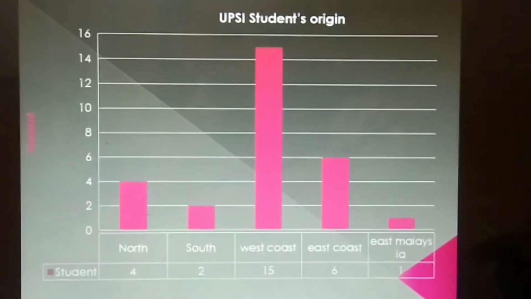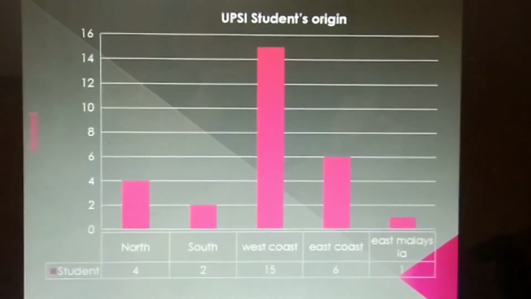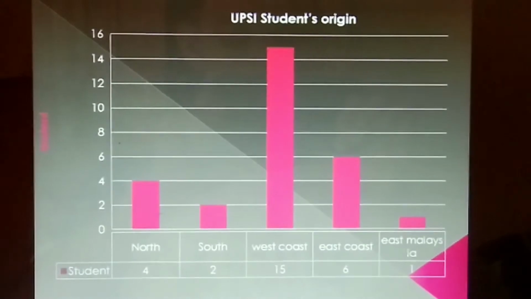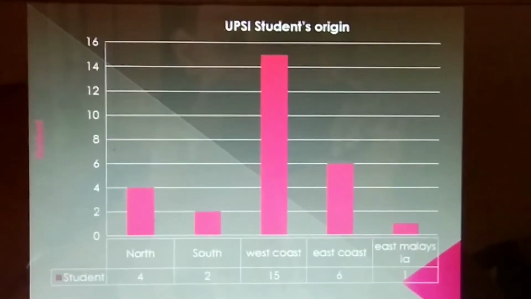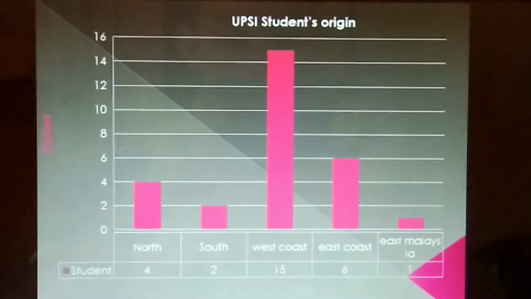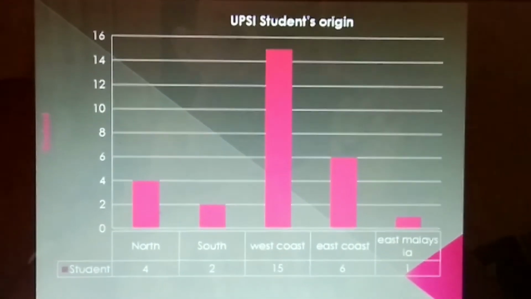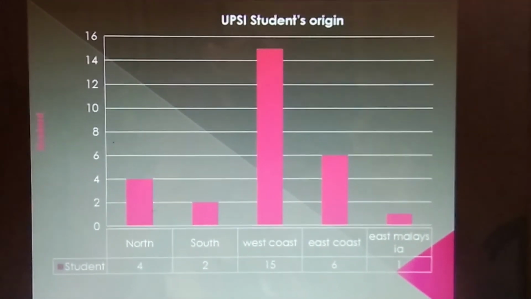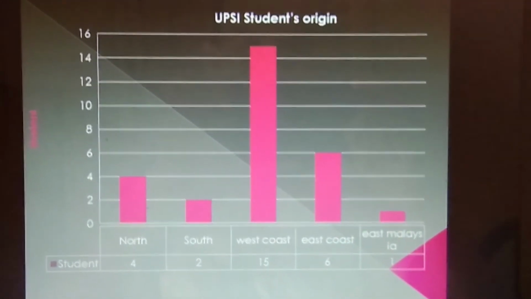This is the general graph that we have constructed. Based on the graph, we have divided the origin of UPSI students into 5 major parts of Malaysia, which are North, South, West Coast, East Coast and East Malaysia. We have calculated the total of students from each part of Malaysia.